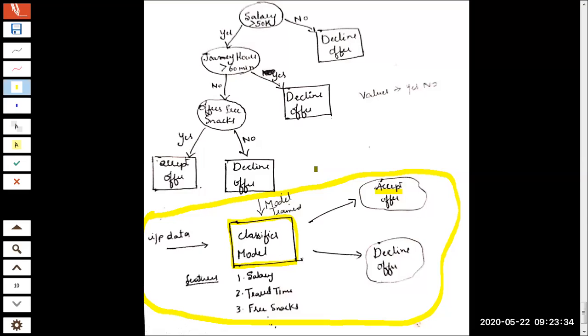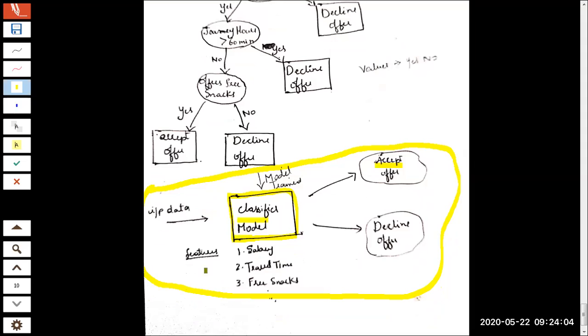So two classes are there. One is accept offer, the other one is decline offer. As I already mentioned, these two classes should be informed to the classifier, so it should be trained with these two classes. One more thing, the classifier should also be trained with the features or attributes. Now, what are the features that may be utilized by the classifier to make a decision regarding whether the person should accept the offer or not?